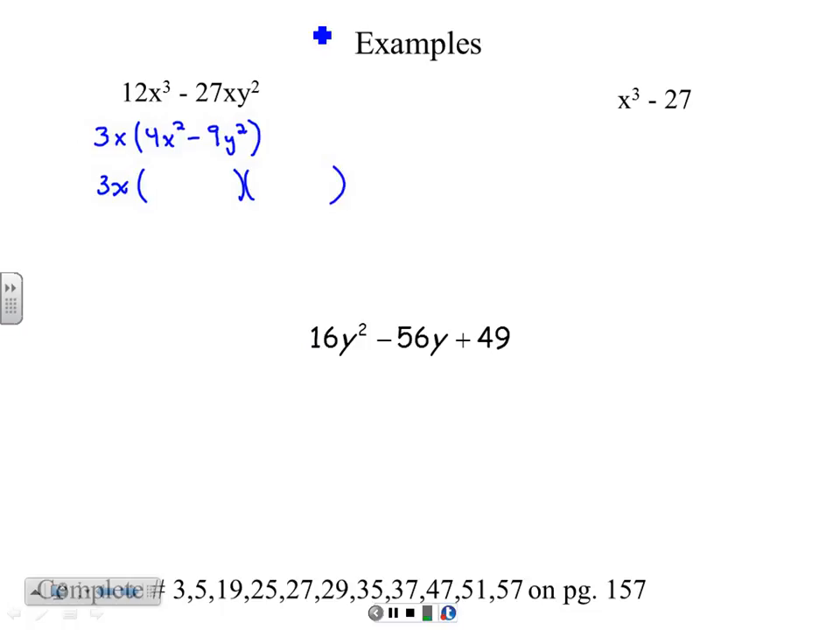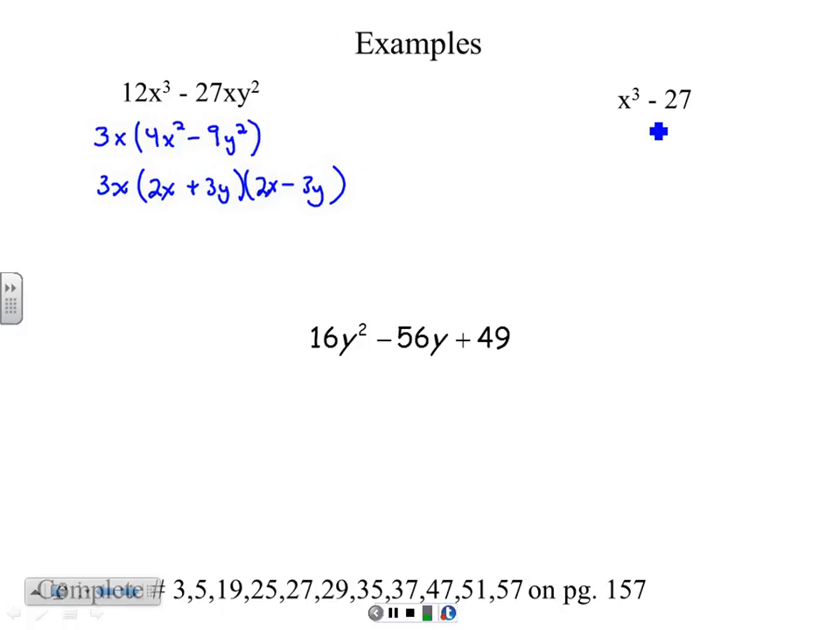When you have a pattern, you have to remember the process. Open up two sets of parentheses, put a plus in one, a minus in the other. Square root of 4x squared is going to be 2x. And the square root of 9y squared is going to be 3y. Now it's completely factored. Always look for the greatest common factor first.